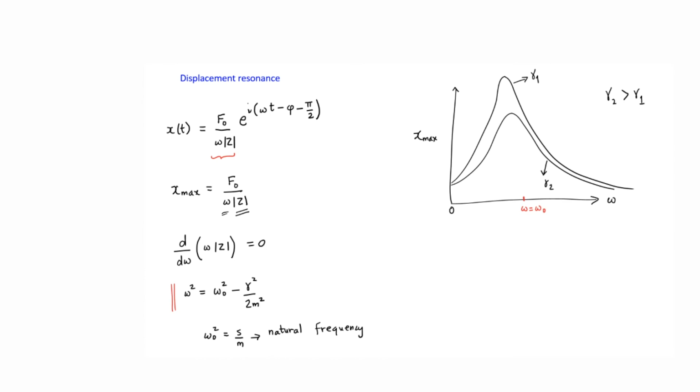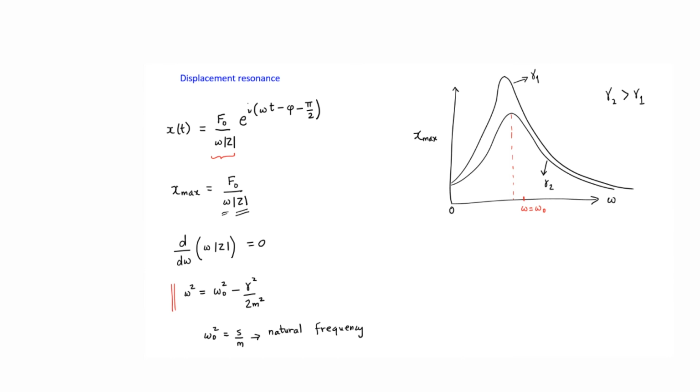You will notice some important features. One is that the maxima of displacement happens at a value of omega which is less than omega 0, and it changes with gamma as well. As you increase dissipation, the maximum value of course decreases, which is what you would expect naturally from just physical intuition.